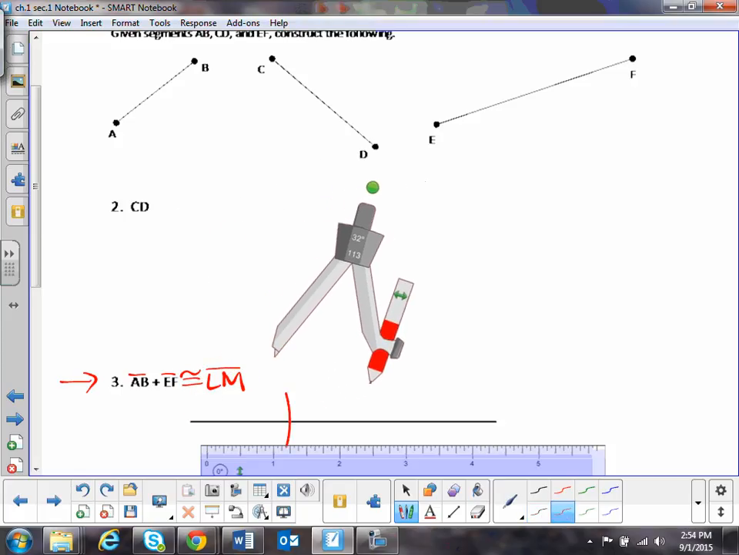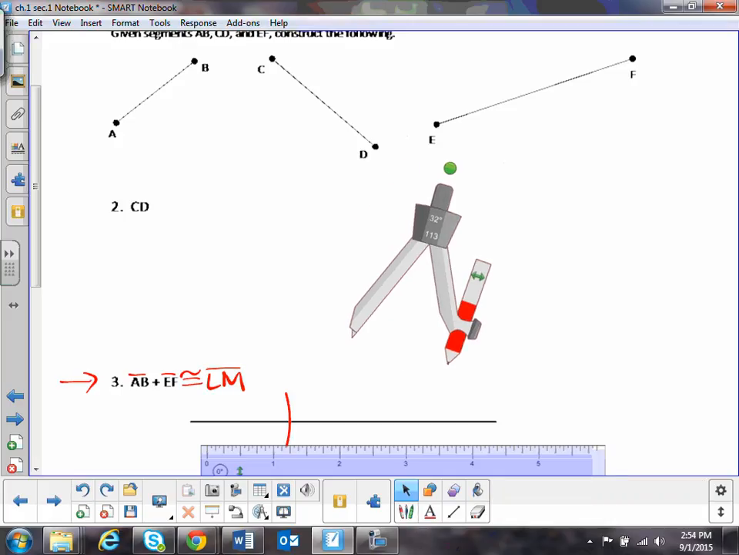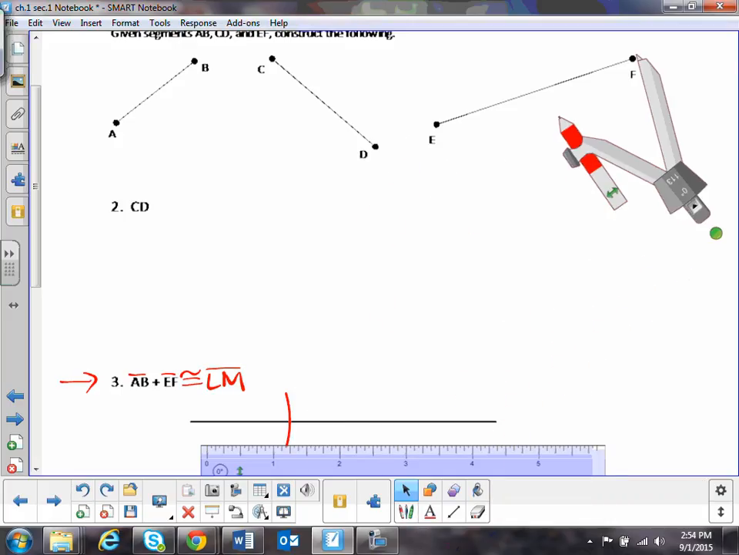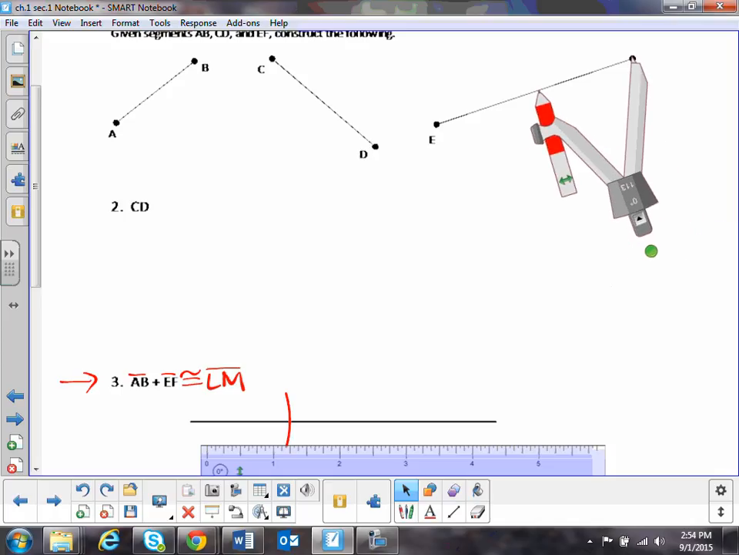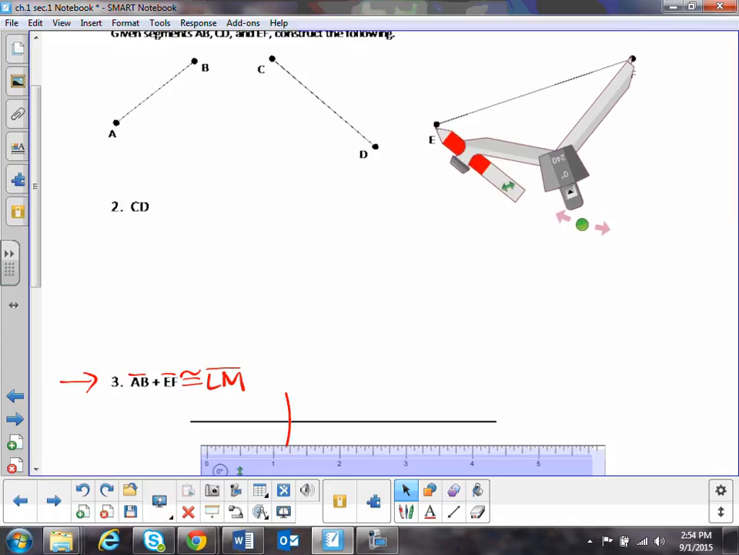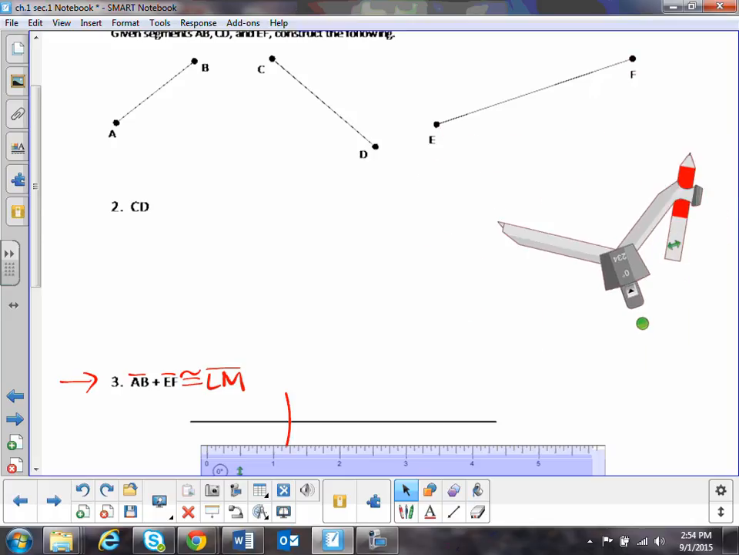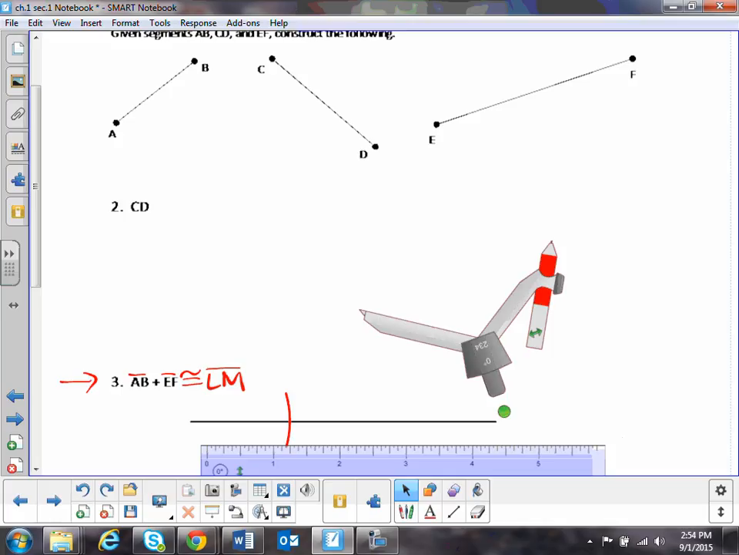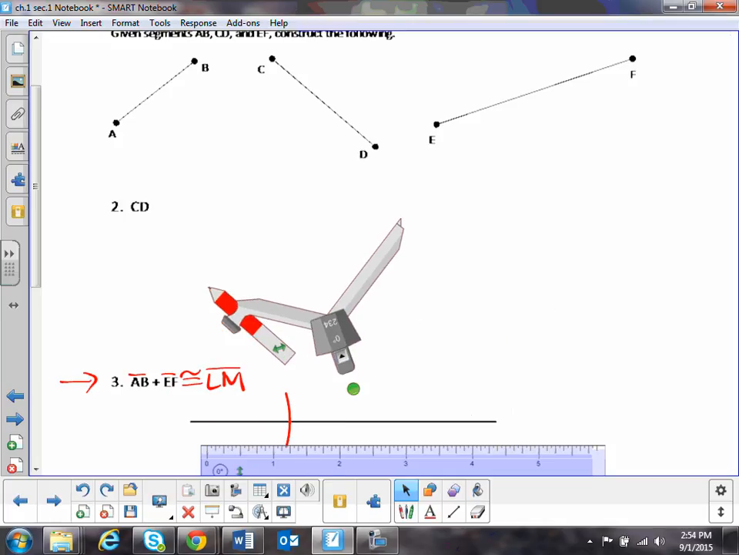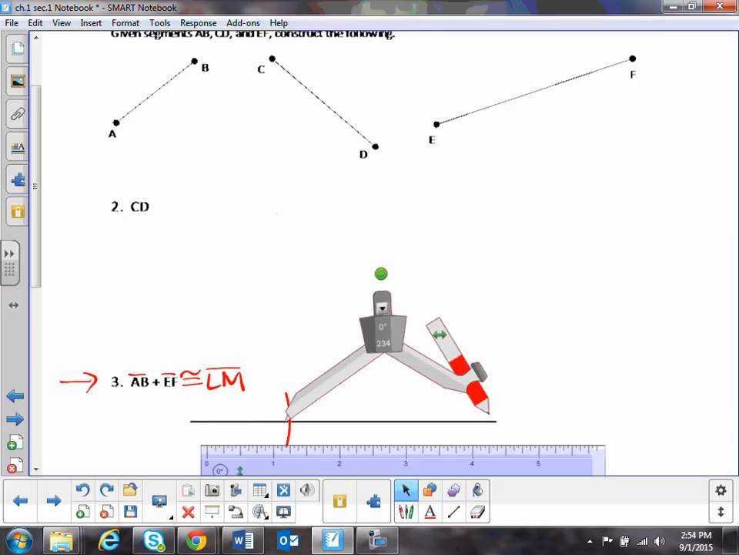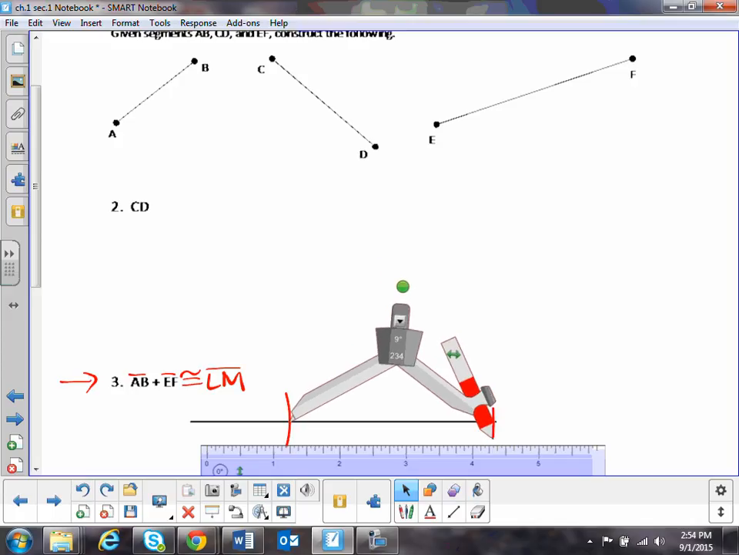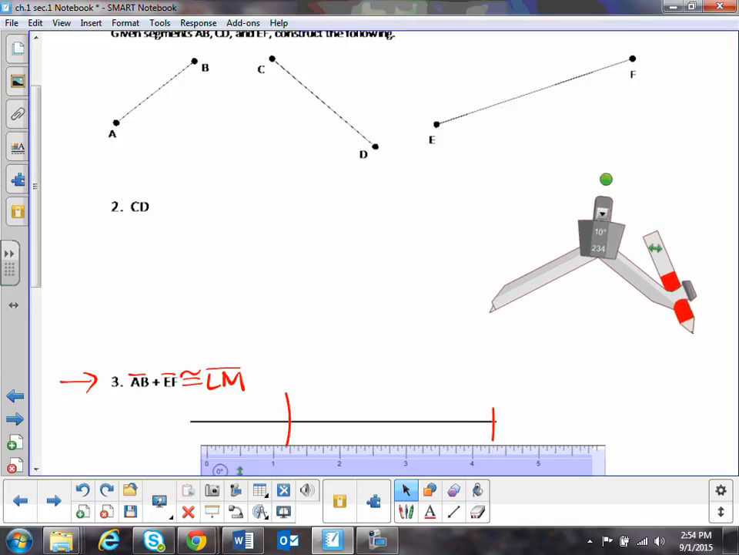Now we need to add EF. So EF, we're going to place your compass on one of the endpoints, and then you want to get the width of that one. And so here, we want to add this on to this one. I almost didn't make my line long enough. Okay, so there it is. So this endpoint will be L, and this endpoint will be M.